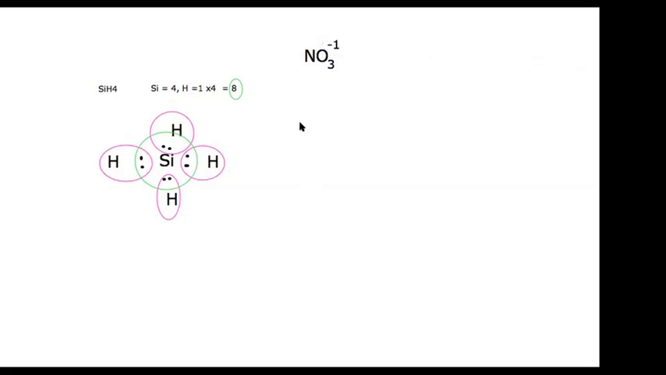So when we're counting the electrons for this one, this can be a little bit tricky. With this, we're going to count nitrogen is 5. Now, does everybody see how you get to 5 valence electrons on nitrogen?